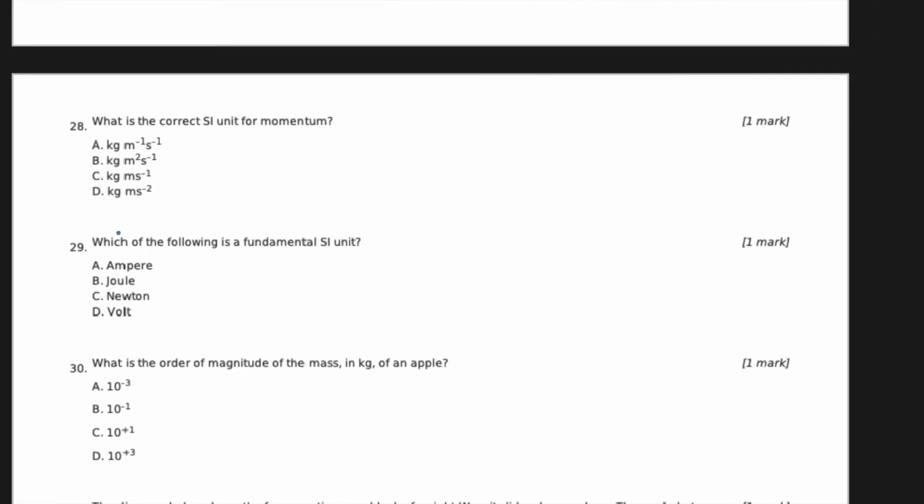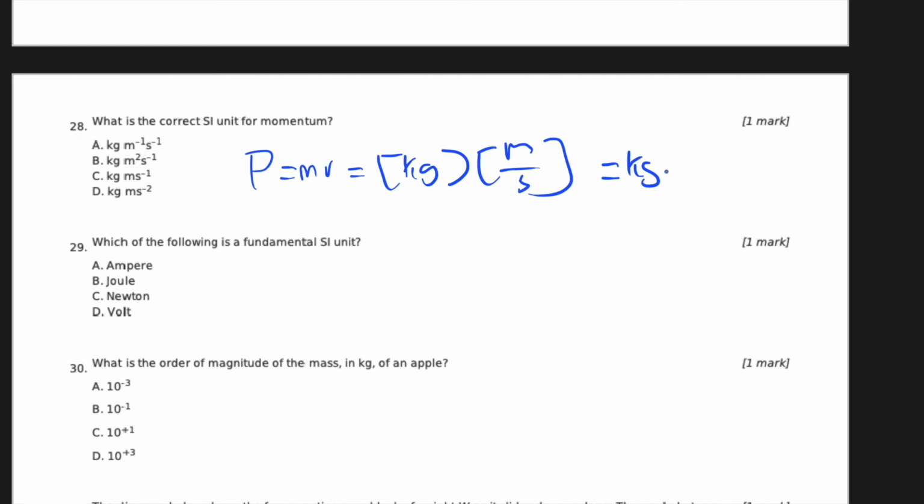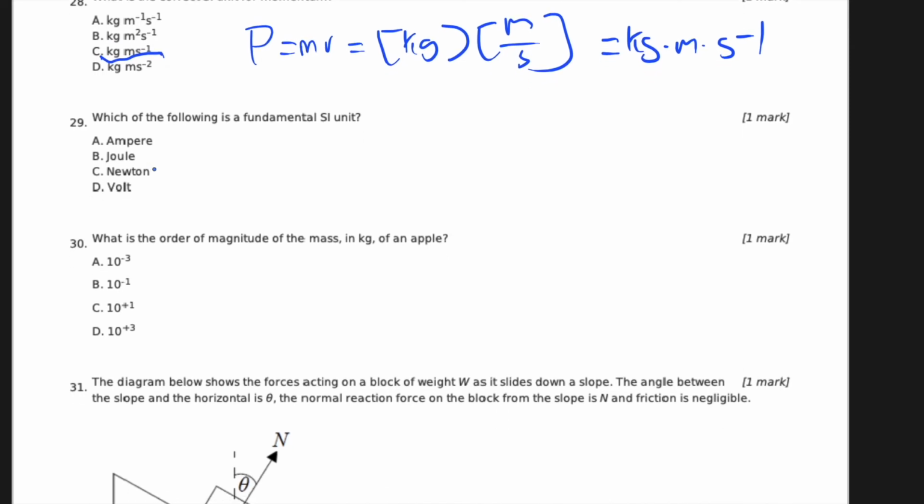What is the SI unit of momentum? Momentum is equal to m times v, which is equal to kilogram times meter per second. So this is equal to kilogram times meter times seconds to the power of negative 1. So C is the correct option. Which of the following is a fundamental unit? Ampere is a fundamental unit. Volt and joule are not fundamental units. They all have their own SI base units.